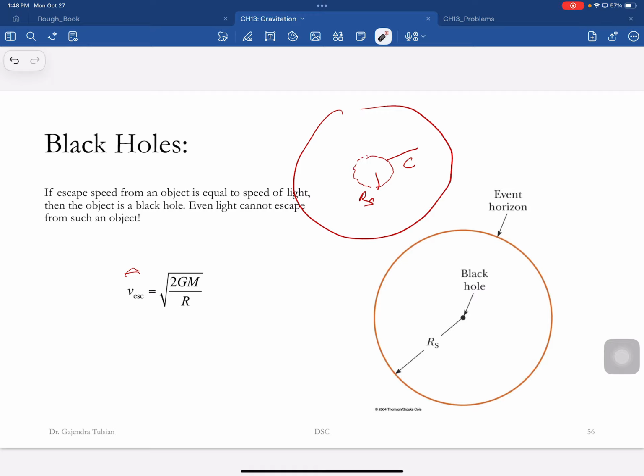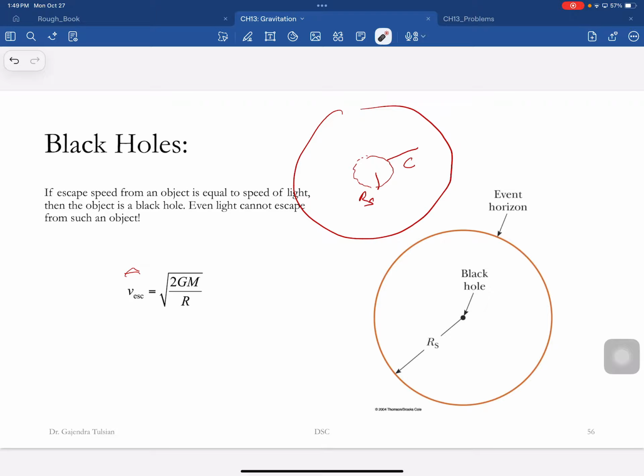If you wanted to make our sun into a black hole, you would have to squeeze it to a radius of 3 kilometers. 3 kilometers is roughly from here to Beach Street. So if you could squeeze our sun from here to the river, within that radius, then you could turn it into a black hole.